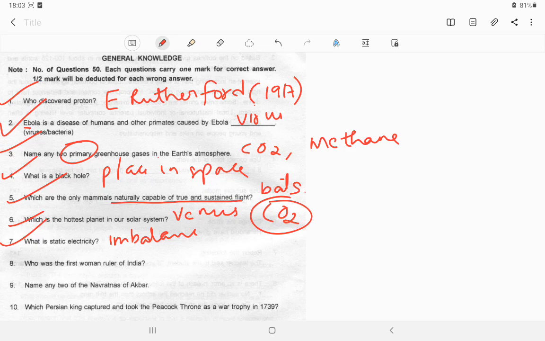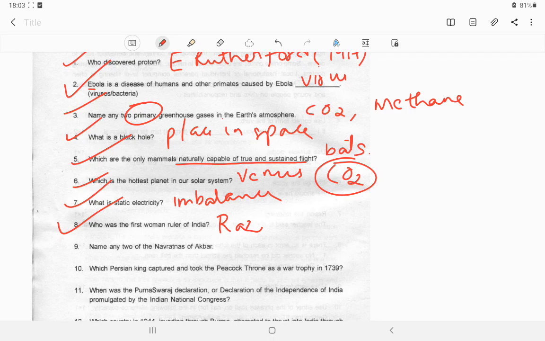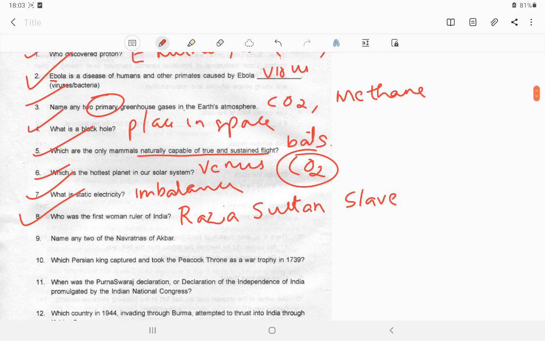Next, who is the first woman ruler of India? It is Razia Sultan. She was a queen of the Slave dynasty and the daughter of Iltutmish, and she ruled Delhi from 1236 to 1240 AD. So Razia Sultan is the answer.